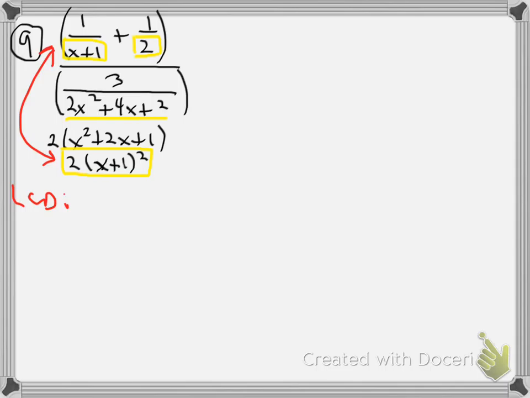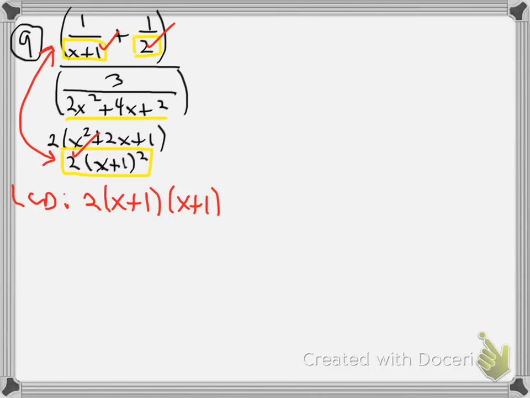So, we have a 2 and a 2. So let's write a 2 down. Okay? We have an x plus 1 and we have an x plus 1 and an x plus 1. So we get 1 x plus 1. Oh man, I'm having trouble writing. And then we're still left on the bottom here with another x plus 1. So I need another x plus 1.